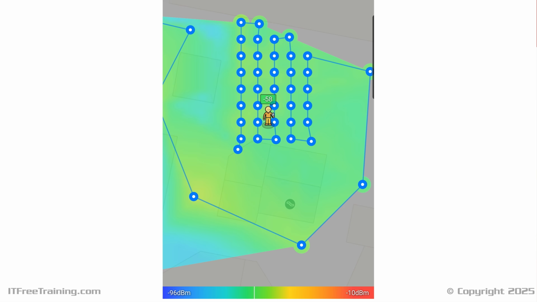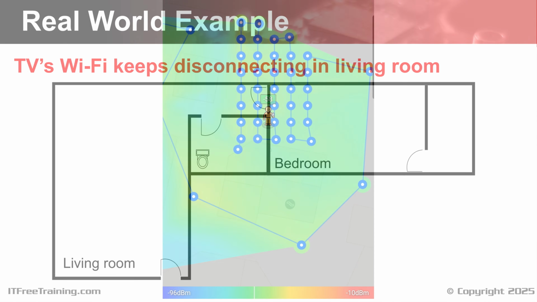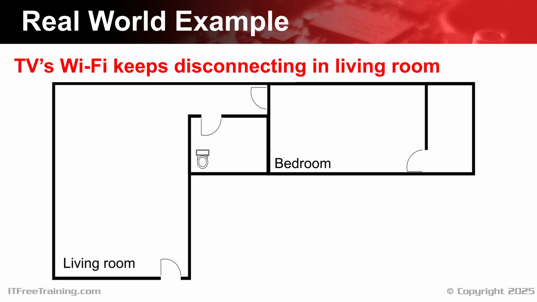I will next have a look at an indoor example. In this example, we have a one-bedroom apartment. The networking for the apartment is located in a walk-in closet. Thus, this is where the Wi-Fi router has been installed.